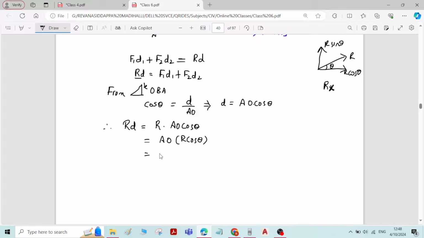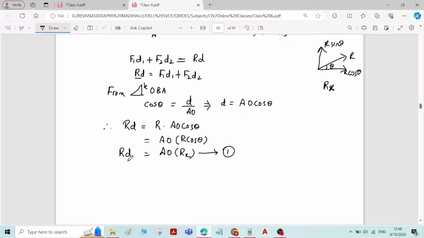I will rewrite it as, therefore, AO into Rx. Rx is nothing but the horizontal component of the resultant force, or the component of the resultant force along the x-axis. So R into D is equal to AO into Rx. Call this equation number 1. Now we have taken the LHS. Similarly, we will take the RHS.